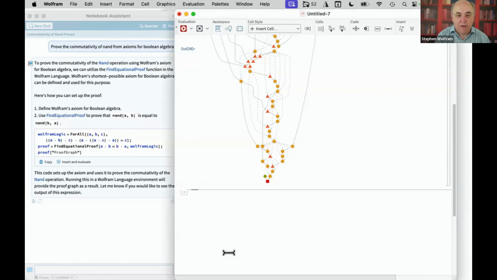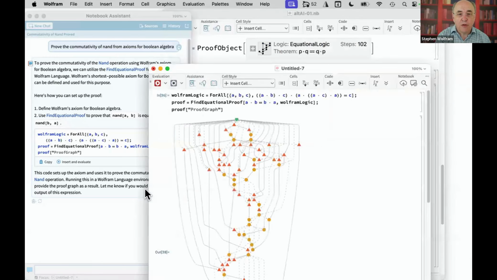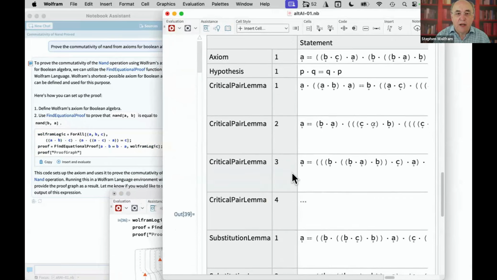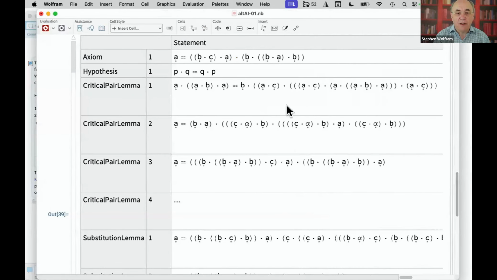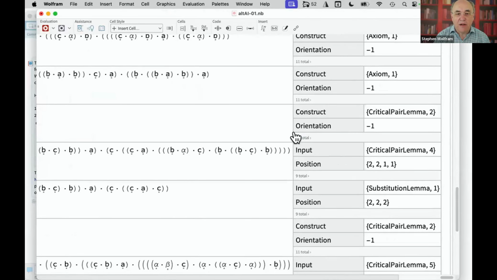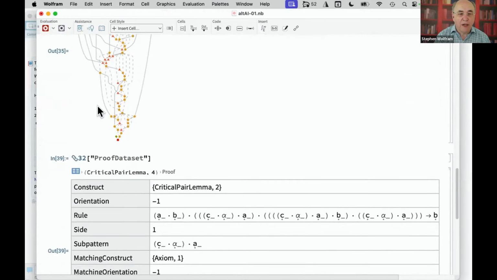So let me show you something about the proof. The proof is really quite complicated. Instead of getting the proof graph here, let me just go ahead and get a proof data set. And that would be a computable version of the proof. So here it is. I think this particular one has about 100 steps. And you can see it has all these lemmas. If I go over here, you can see there are steps in each lemma and so on. It's a pretty complicated thing.